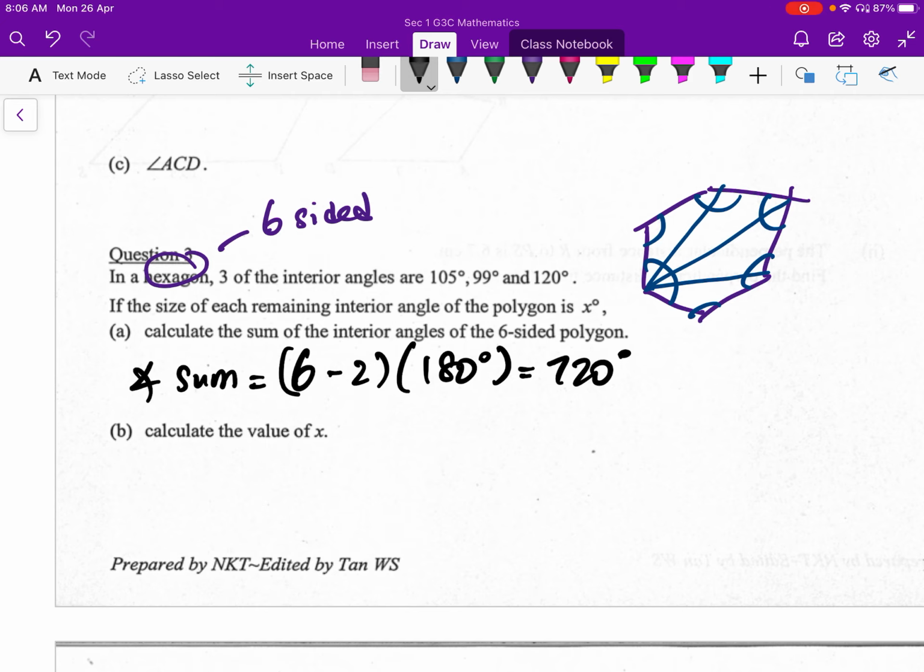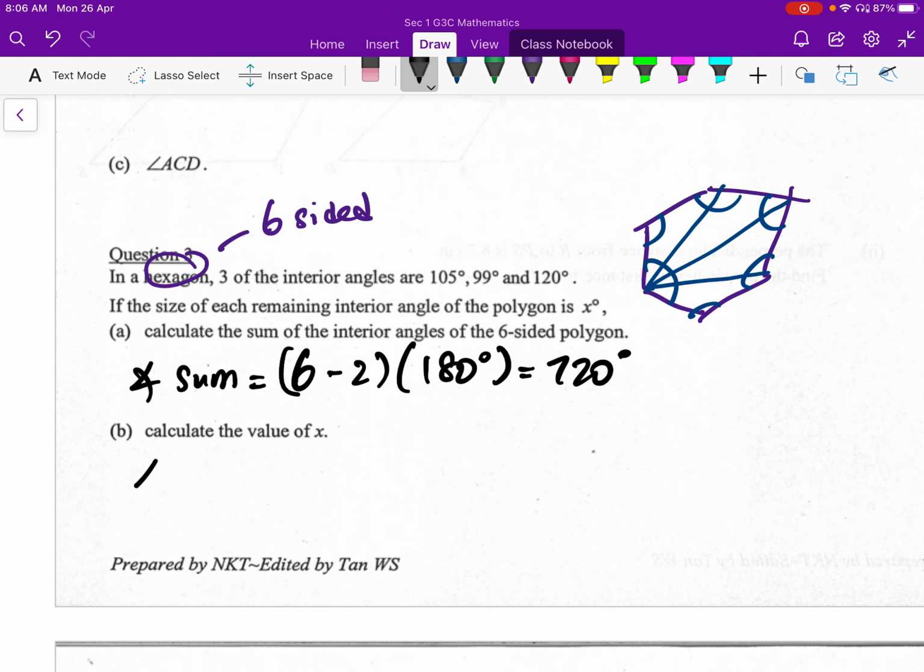Oh, the answer sheet is wrong. What did they say? Huh? x equals 10. I don't know, is that the answer for part B? No, okay, let me try to do part B now. So we know that the others are 105, 99, 120. So then we plus 3x should give us 720.